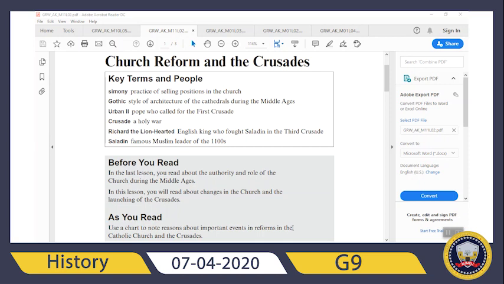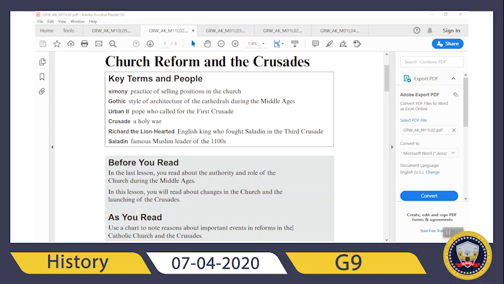So let's begin today. What we are going to study, we will learn about the church, reform, and the Crusades, and it's chapter 14. In the last lesson, if you remember, we learned about the authority and role of the church during the Middle Ages. But today we will learn about changes in the church, and then the launching of the Crusades. I will explain what a crusade was, and how it started.